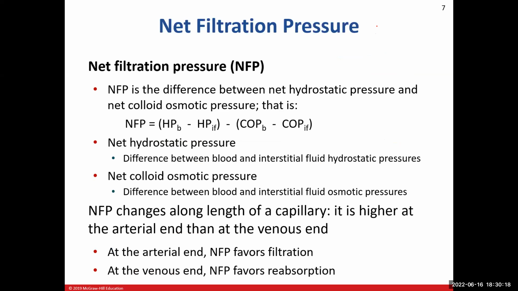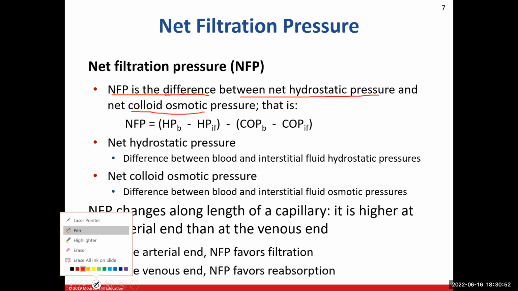Okay, so now we're going to calculate what we call the net filtration pressure. Of course, we're dealing with filtration. That means we are going to be talking about fluid moving out of the blood and into the interstitial fluid here. So for the net filtration, we're going to be discussing the difference between the overall hydrostatic pressure and the overall colloid osmotic pressure. So you want to memorize this formula listed here.